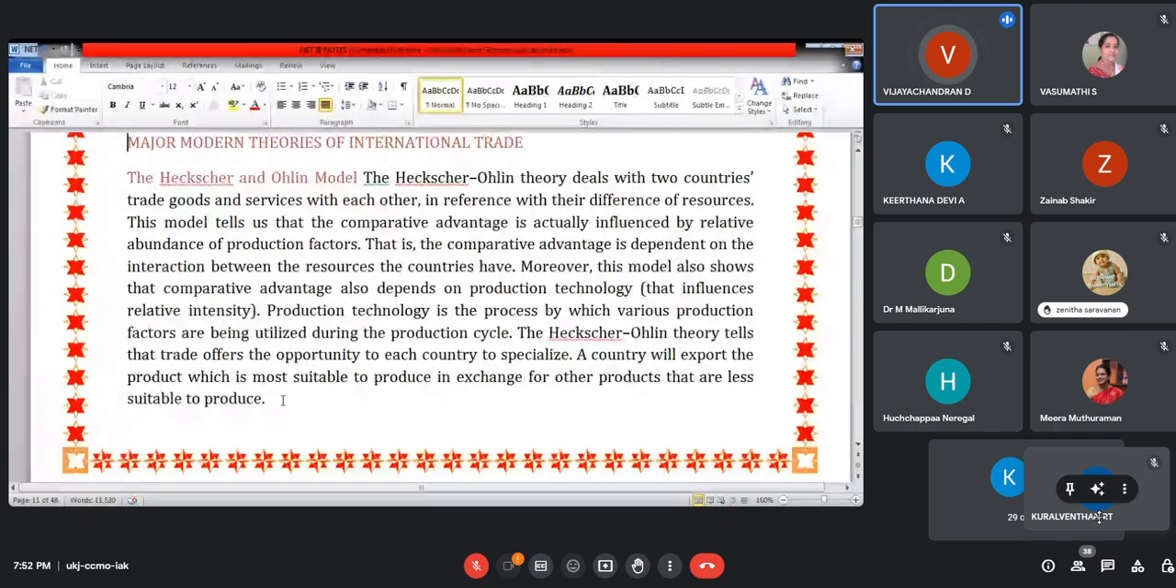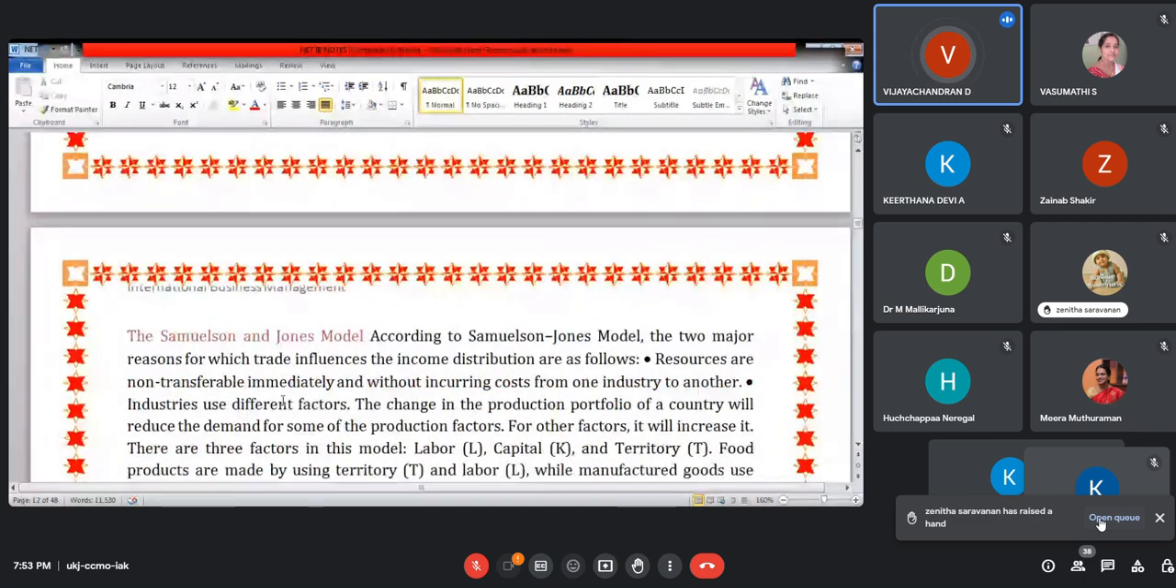Nothing difficult, nothing to confuse. Heckscher-Ohlin model means what? Comparative advantage. When comparing two countries, one country will have the advantage in producing a product. So that is known as the Heckscher-Ohlin model. So HO means what? C. HO means C. Heckscher-Ohlin model means comparative advantage theory. Okay. Next I'm moving into the Samuelson-Jones model.